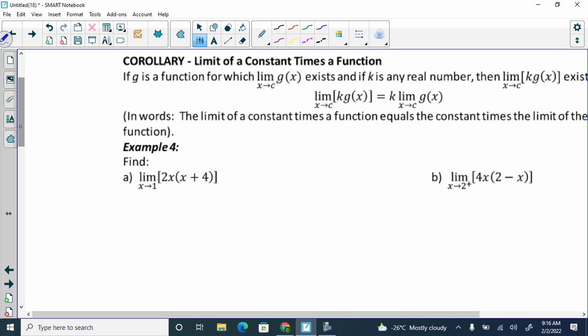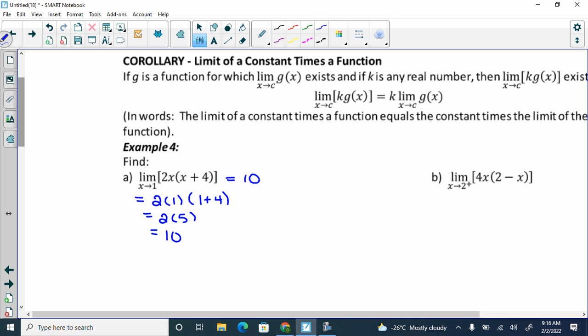But if I plug the 1 in, is there any problem? So can I just plug the 1 in? Yeah. So I can go 2 times 1, and then 1 plus 4. So I get 2 times 5, which is 10. What does this mean? The limit as x approaches 1 of 2x(x plus 4) equals 10.